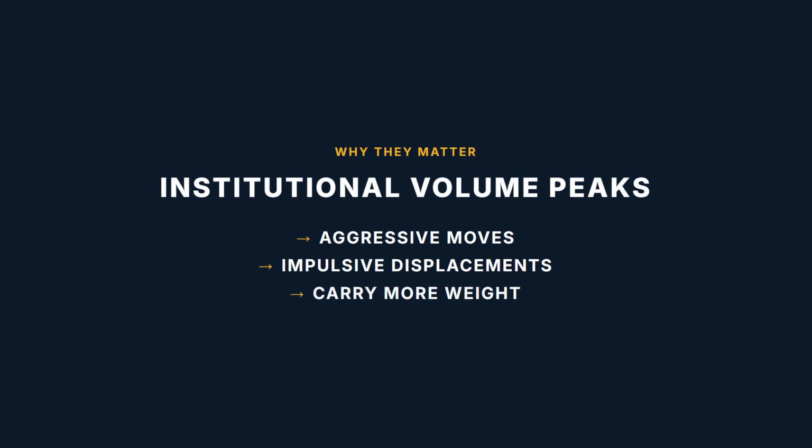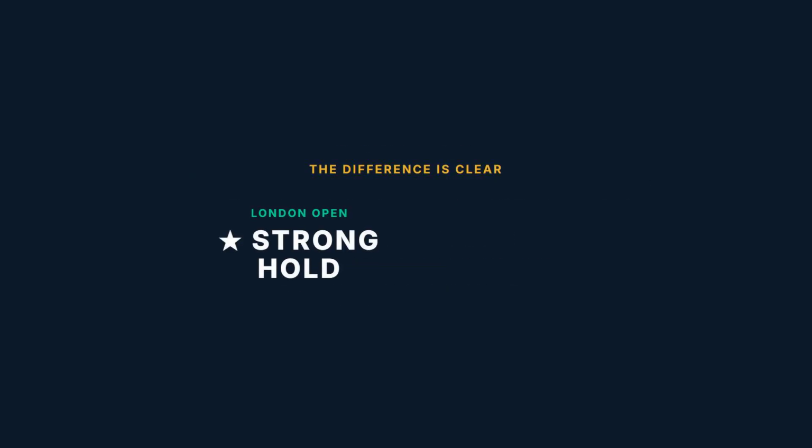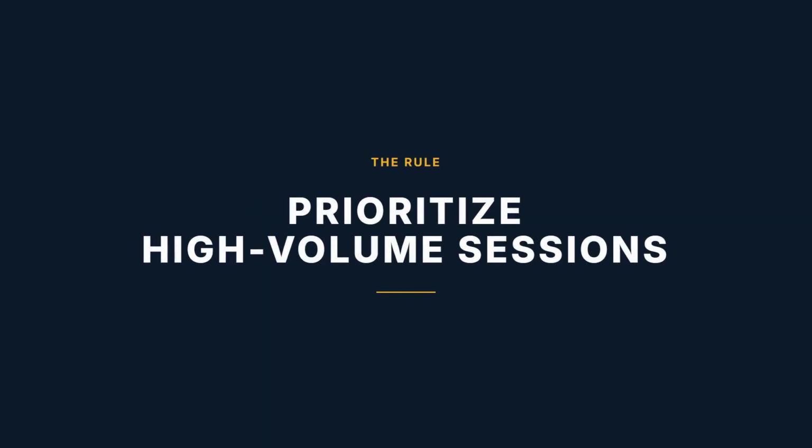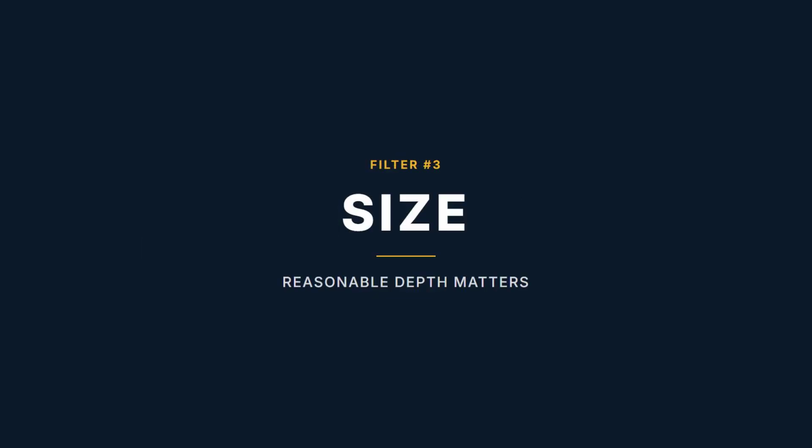A context that amplifies the relevance of an FVG even further is when it was created during a high volume session, the New York Open, the London Open, or the overlap between the two. During those periods, institutional volume is at its peak, moves are more aggressive, displacements are more impulsive, and the imbalance zones created during those windows carry more weight than ones created during low liquidity hours, like the tail end of the Asian session. If you compare an FVG created at the London Open by a displacement that broke a significant level versus an FVG created at 3 a.m. during the Asian session, the difference in relevance is clear.